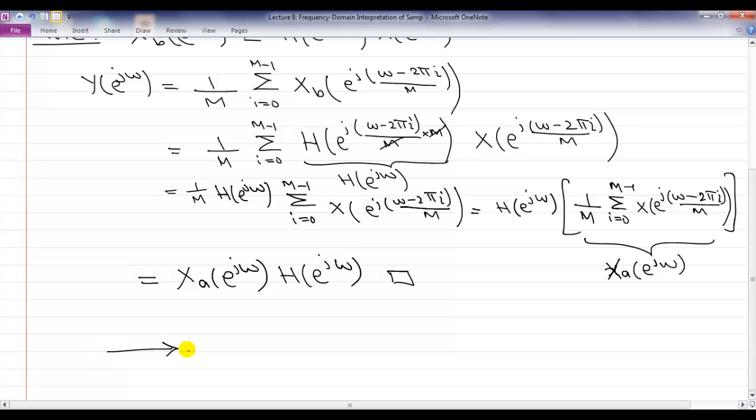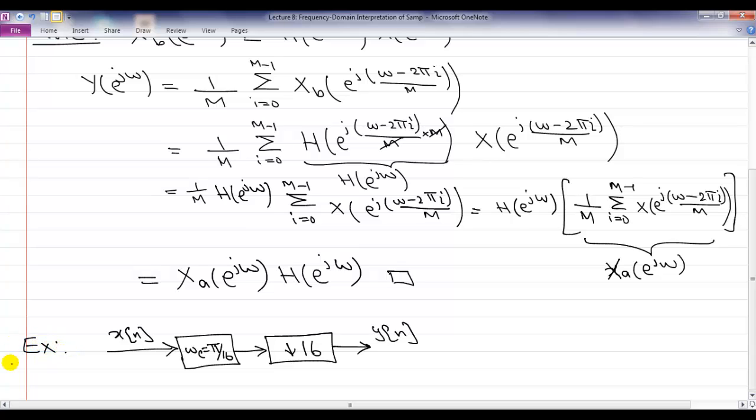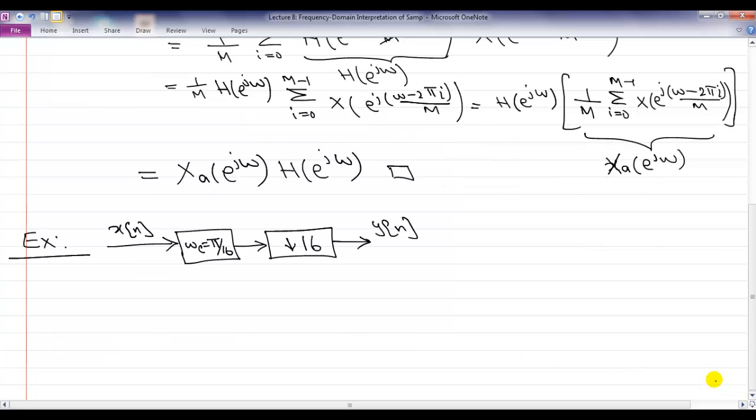Let's say someone says that you are required to do a downsampling by a factor of 16. So when you do downsampling by a factor of 16, you first have a low-pass filter which has a cutoff of π/16, and then you do downsampling by a factor of 16, x[n] to y[n]. Now, according to this identity, I can move this and change the ordering.